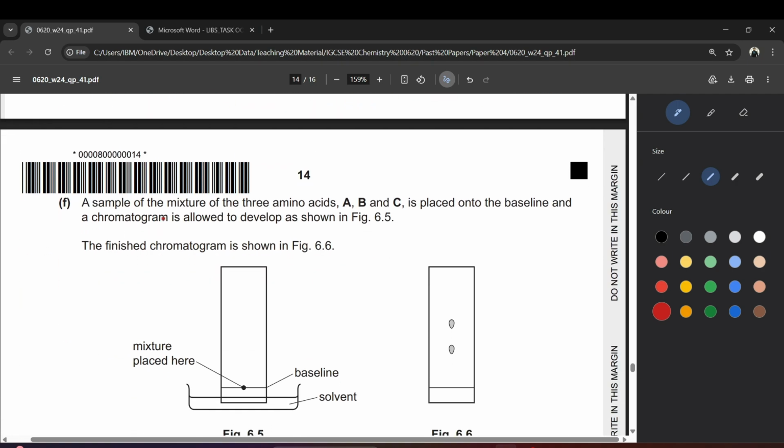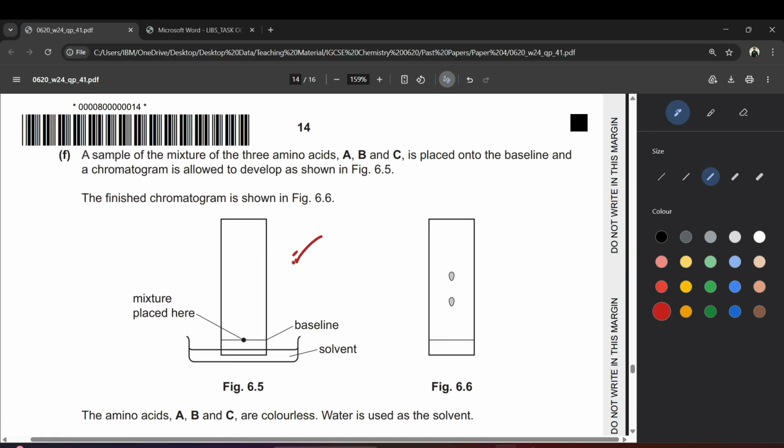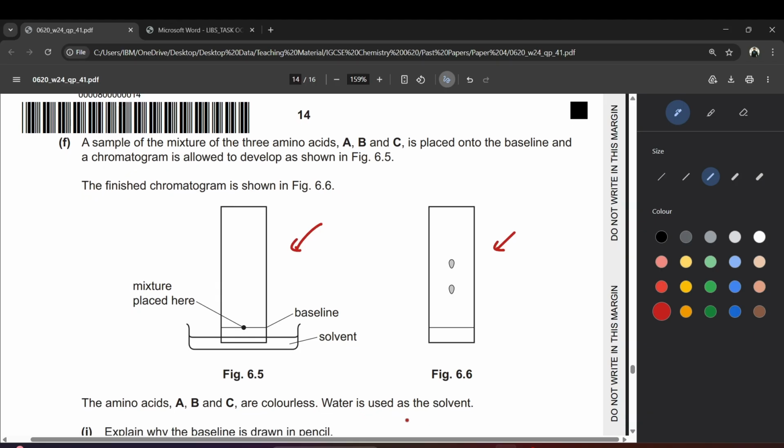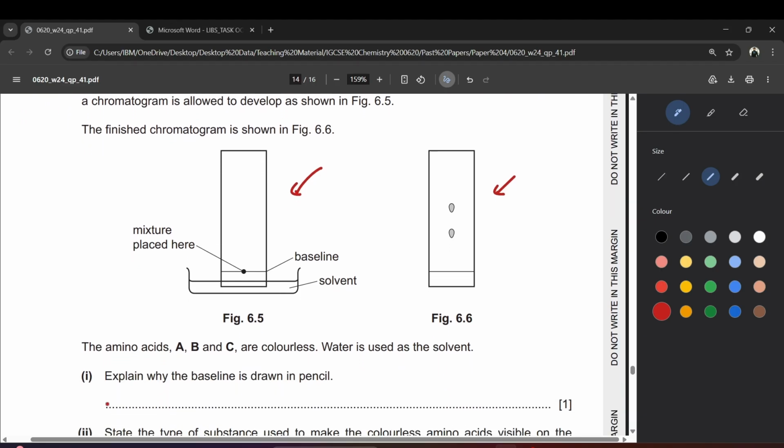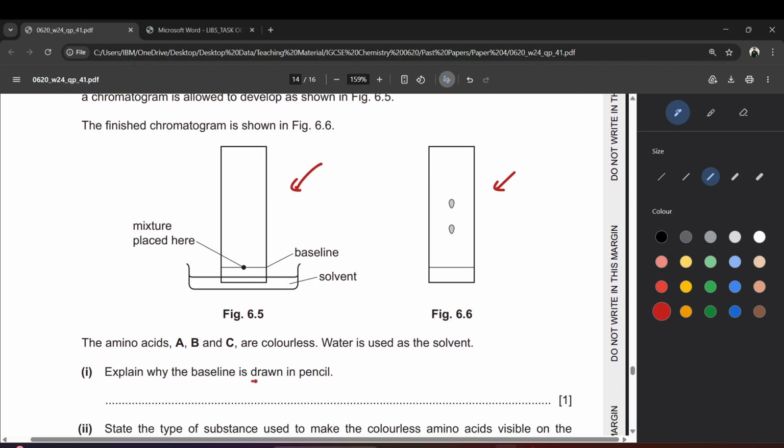Okay, then part F. A sample of the mixture of the 3 amino acids is placed onto the baseline and a chromatogram is allowed to develop as shown in figure 6.5. The finished chromatogram is shown in 6.6. So this is the start of the experiment and this is the end of the experiment. The amino acids A, B, and C are colorless. Water is used as the solvent. Explain why the baseline is drawn in pencil.